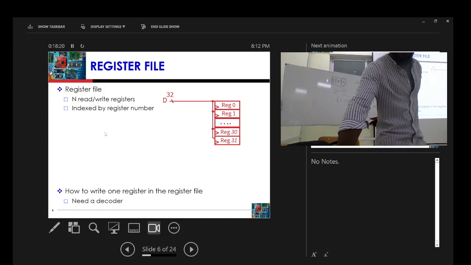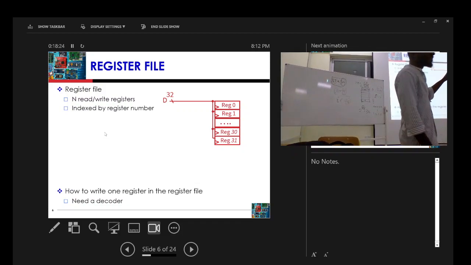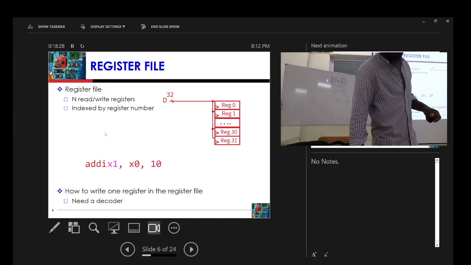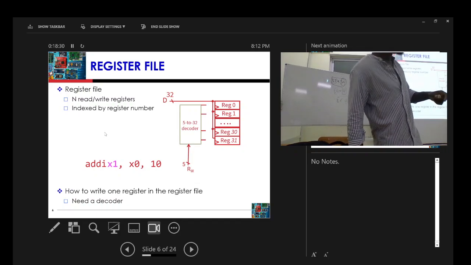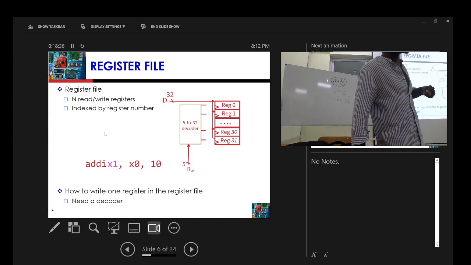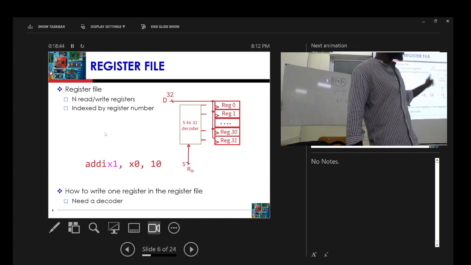So if I want to write to one particular location at a time, right, I need a decoder. And the decoder just enables, so here you see that because we have 32 registers, the output of the decoder will be 32, right? Now the input of the decoder will be the write address, RW, very important, write address. So this is a 5x32 decoder.